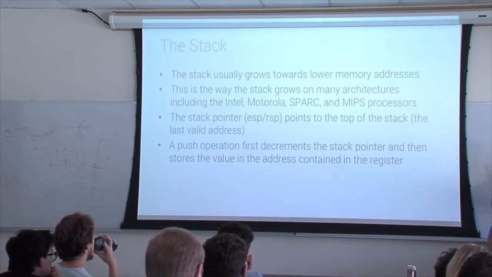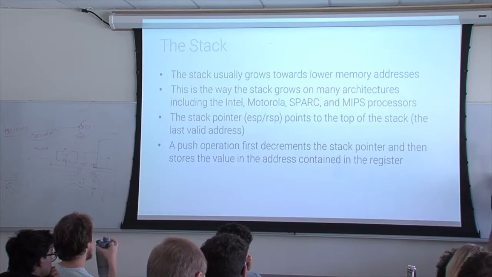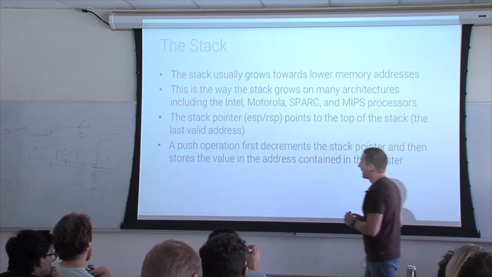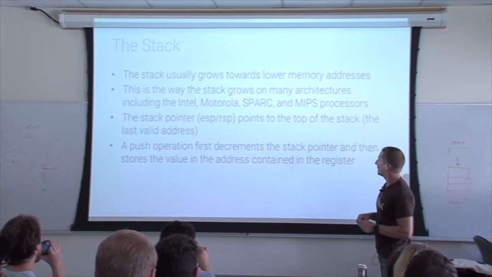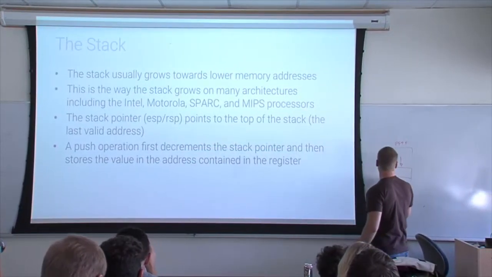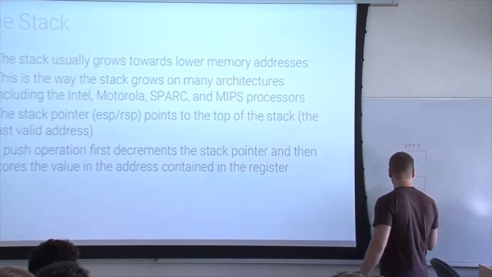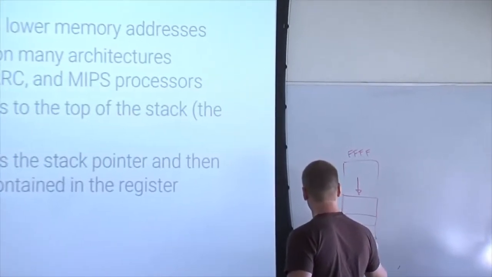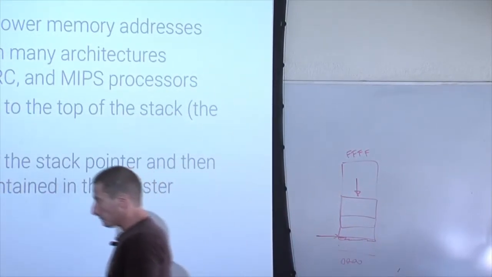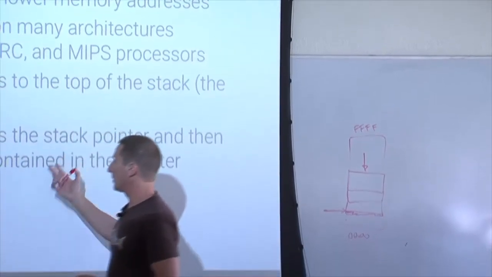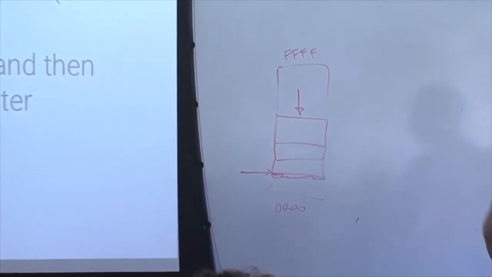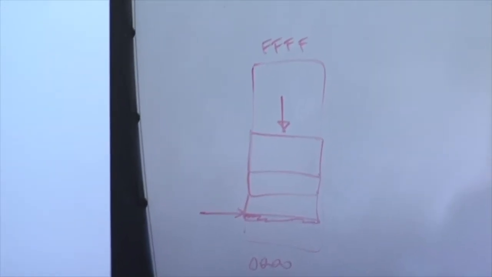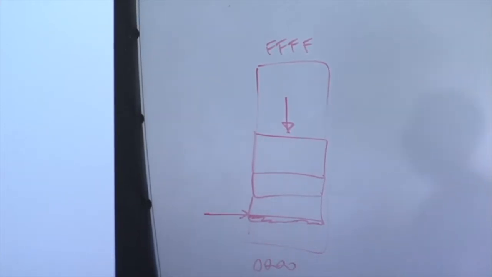So whenever you have to allocate another stack portion, if you're here, you allocate one here, you allocate one here, and so forth. And there is the stack pointer, ESP or RSP in 64-bit, which points at the top of the stack, the last valid address. So it usually points here to this last valid address on the stack. Push and pop decrement or increment the stack pointer and store the value in the address contained in the register, and so forth. You know how stacks work.